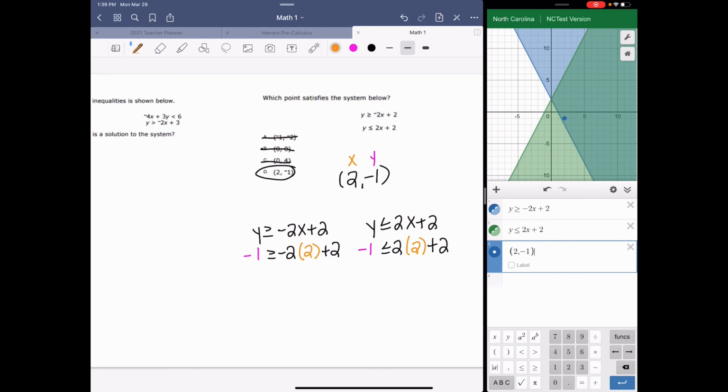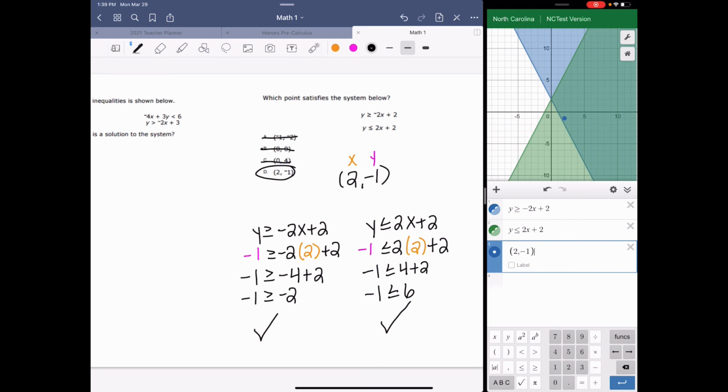All right, so we have -1 is greater than or equal to -4 plus 2. So -1 is greater than -2. That is a true statement. Then we have -1 is less than or equal to 4 plus 2. So -1 is less than or equal to 6. That is also a true statement. All right, so that's how we know it works, because it works for both of them.